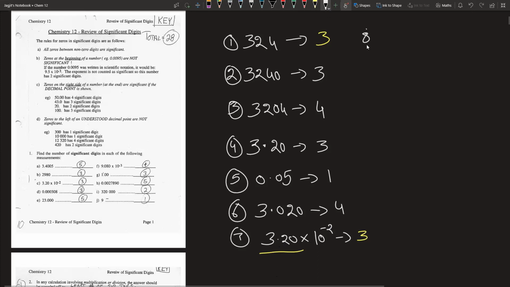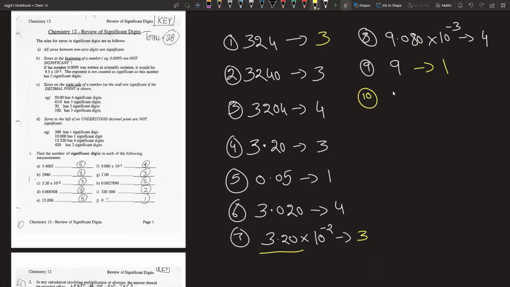Fairly straightforward so far. So let me give you a couple more examples. What if I give you 9.080 times 10 to the power minus 3? 9 counts, this 0 at the end counts, so everything in between counts, so you have 4 sig figs. Okay, what if I give you just 9? Well, in this case, you only see one number, so you just have 1 sig fig.